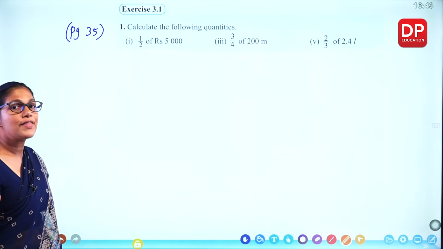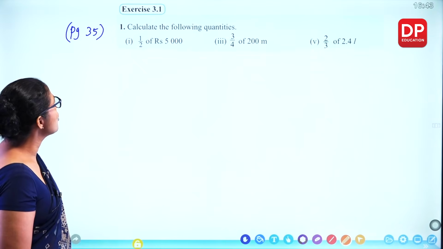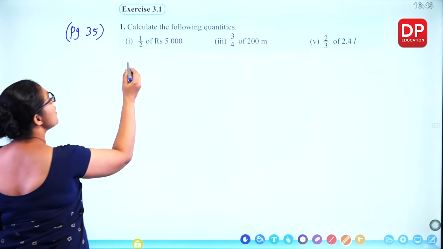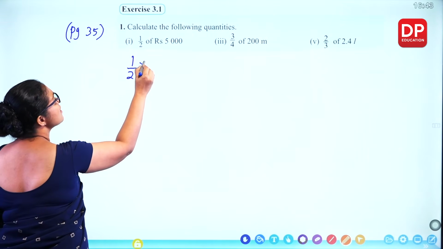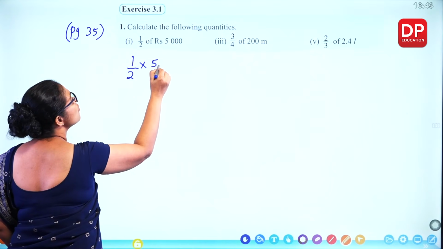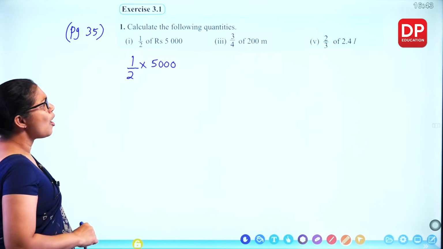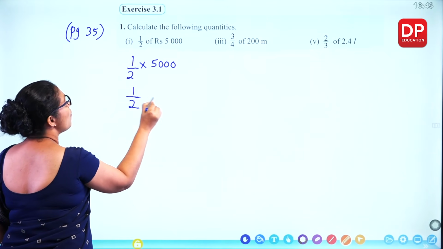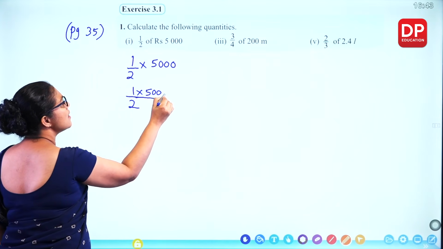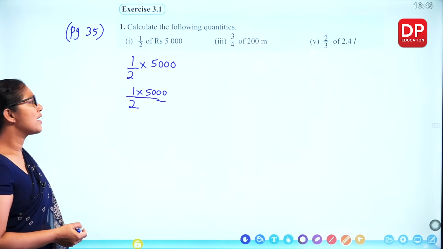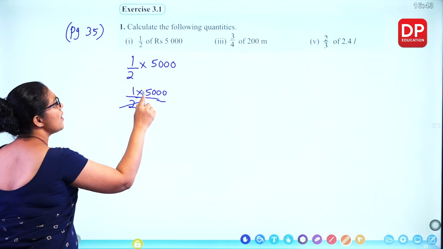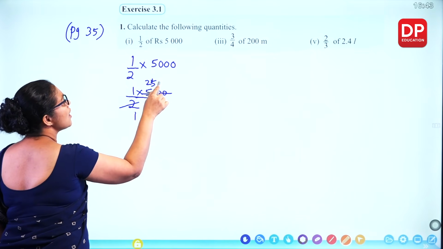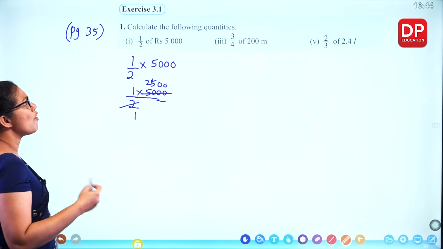Now we'll see the exercise in your textbook, page number 35. The first question: "of" means multiplication in mathematics. So straight away you can do the first part. Just multiply half into 5,000. You can rewrite this as 1 times 5,000 divided by 2. Then simplify: 2 into 5,000 is 2,500. So half of 5,000 is 2,500.